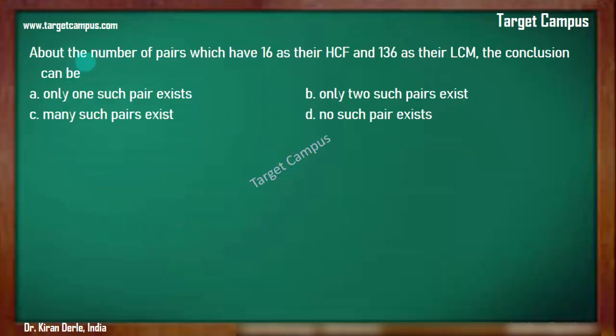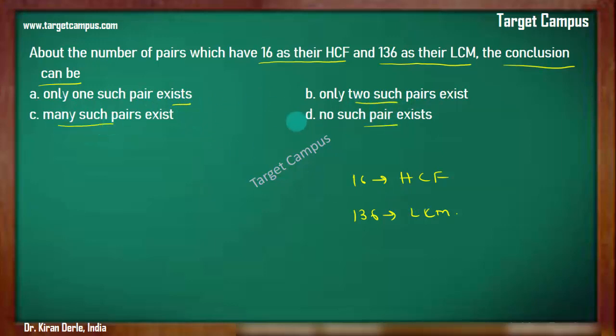Okay, about the number of pairs which have 16 as their HCF and 136 as their LCM, the conclusion can be: it cannot be... okay, no, it is not. Only one such pair exists, only two such pairs exist, many such pairs exist, or no such pair exists. Write down this statement in your workbook.